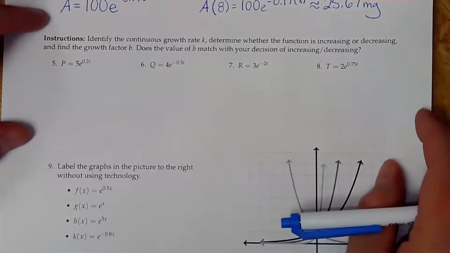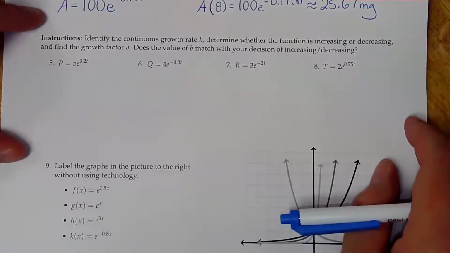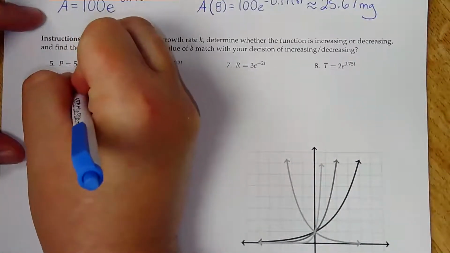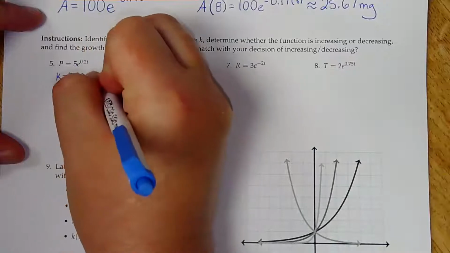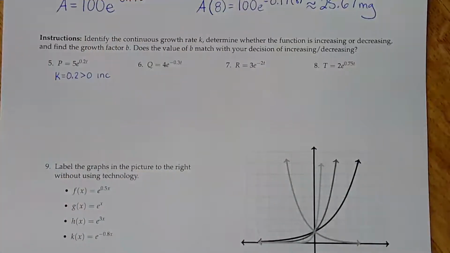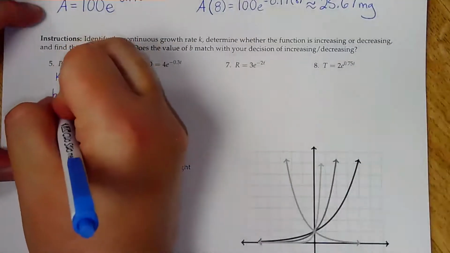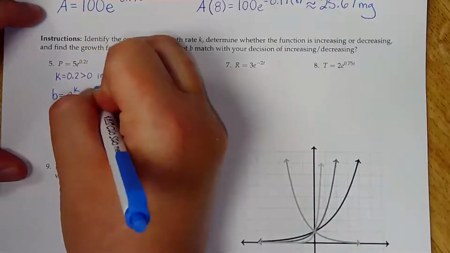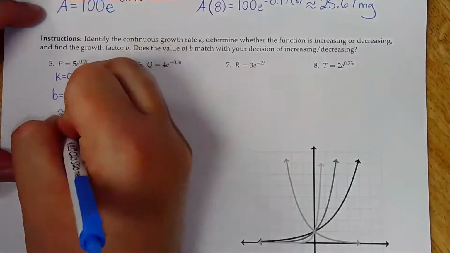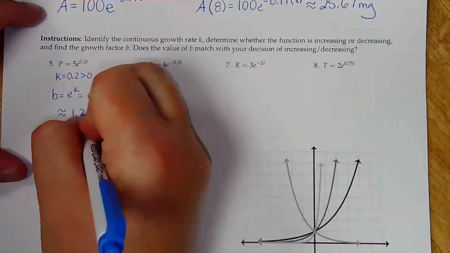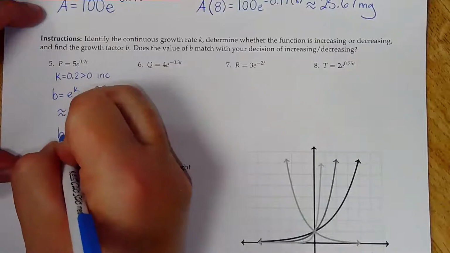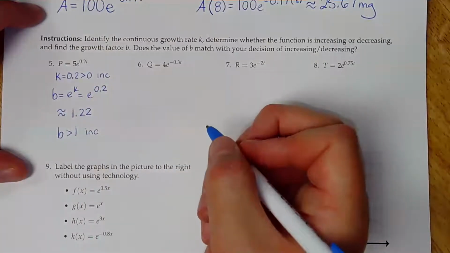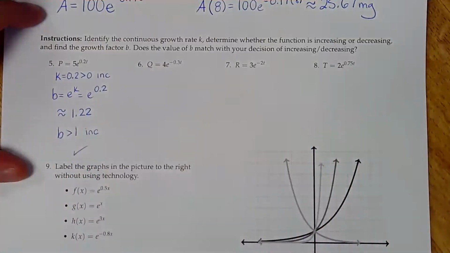Number 5, p is equal to 5e to the 0.2t. So my k here is 0.2, which is bigger than 0. So I would say that's increasing from that. And my b, which is equal to e to the k, is e to the 0.2, which is approximately 1.22. So that means my b is greater than 1, which is also giving me an indication of increasing. So this one checks out.